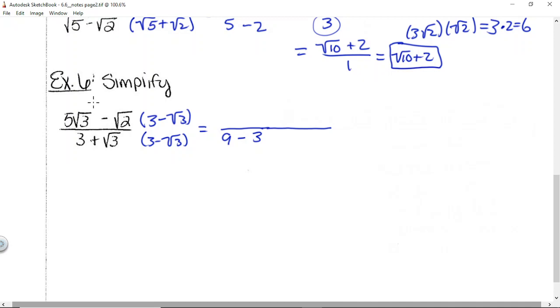So take 5 times the square root of 3 times 3. That gives us 15 times the square root of 3. Okay, take it times that. That gives us 5 times 3, right? And we could show that like this. Oh, wait a second, that's wrong. This is negative.